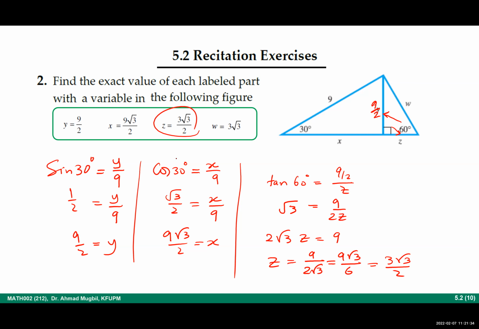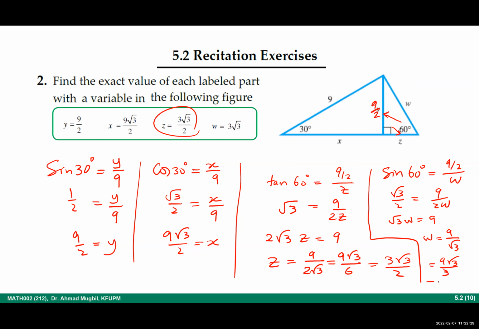Yes, you can find W first and then Z. It's okay. The order here is not important. To find W, we can use sine 60, which is easier, of course. Sine 60 is 9 over 2 over W. Sine 60 is square root of 3 over 2, so this will be 9 over 2W. Square root of 3, when you multiply by 2W, you will get square root of 3 W, equals 9. Which means that W is 9 over square root of 3, rationalized, it is 3 square root of 3.